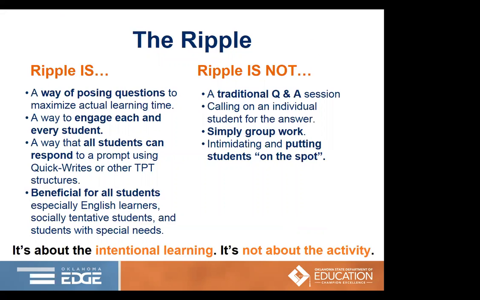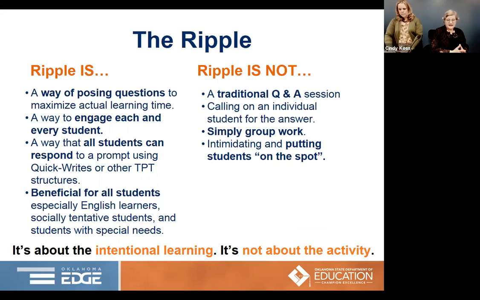So let's just think about what the ripple is and what the ripple is not. So the ripple is a way of posing questions so that their actual learning time is available to each and every student. And it's a way that all students can respond. And sometimes that might be using something like a quick write or some of the other ones that you are going to see as we move through today. It is particularly beneficial for English learners, those that are socially tentative students, and students with special needs. What it is not is what I spoke of earlier, that beach ball effect.